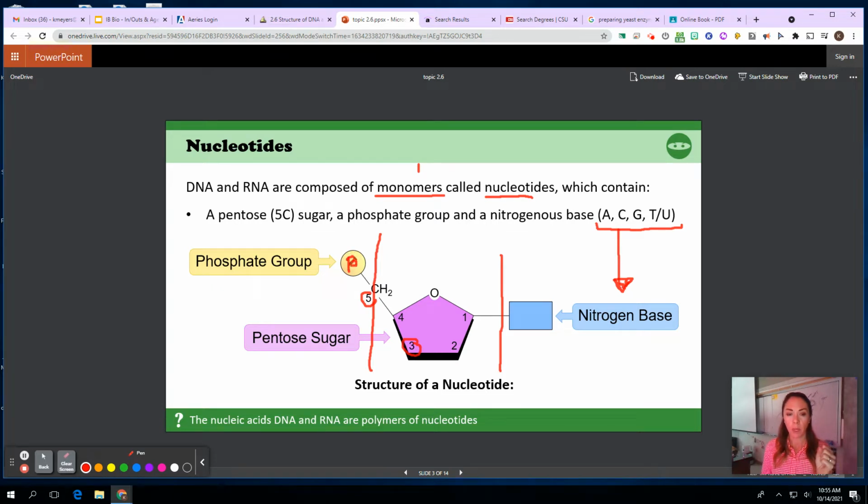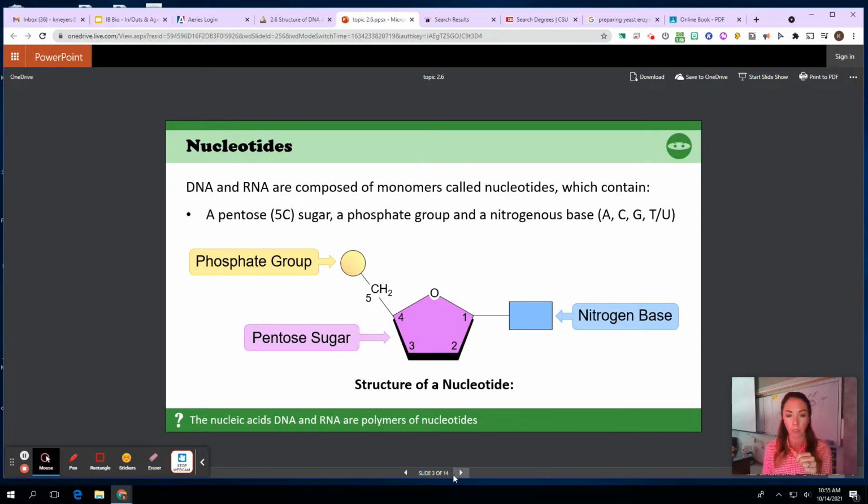So here's my phosphate. These phosphates are responsible for the bonds on the outside, so you do need to know those portions. But for now, just know base, right? That pentose, pent meaning 5, and then this phosphate group out here. All right, so those are my basics of the nucleotide.